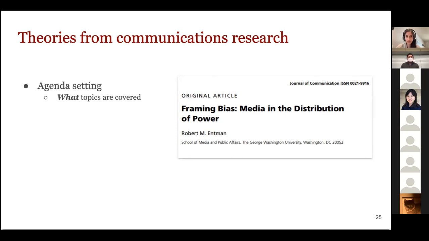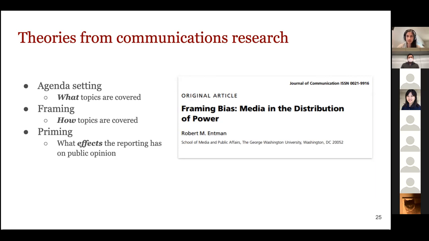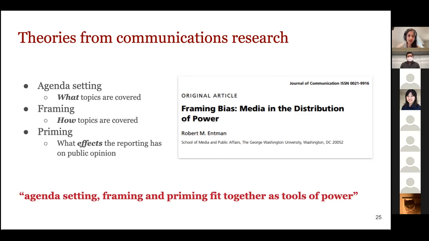So the first one is called agenda setting. And this focuses on what topics are covered by a media agency at all. The second one focuses on framing. And this focuses on how those topics are covered. And the third one, which I'm not going to get into as much today, is called priming. And this focuses on what effects this type of reporting has on public opinion. And there's a quote by a communication scholar, Robert Entman, who fits these three dimensions together as tools of power in terms of manipulating public opinion.